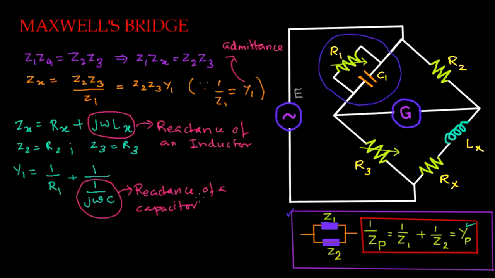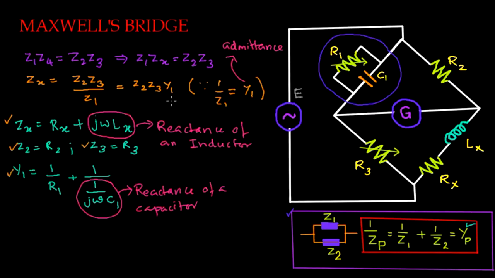So I hope you remember what is reactance. It is the resistance offered by the inductor and capacitor. So here we have j omega c1, because in this part it is c1. So these are the terms we have: zx, z2, z3, and y1.